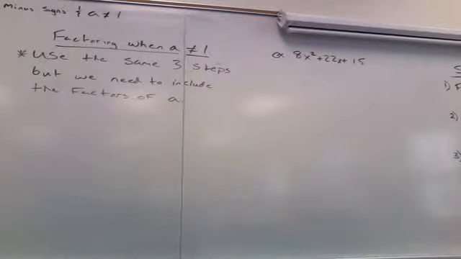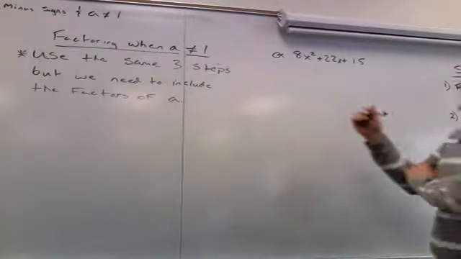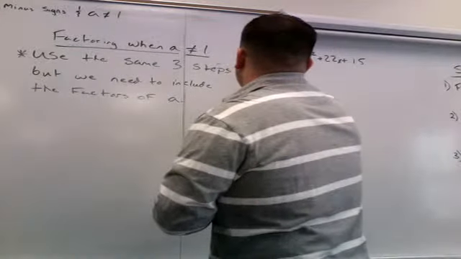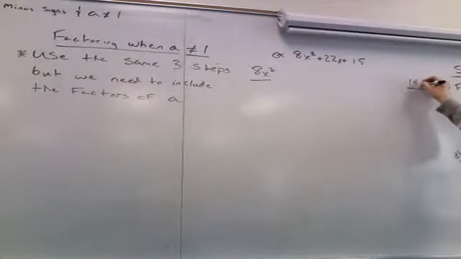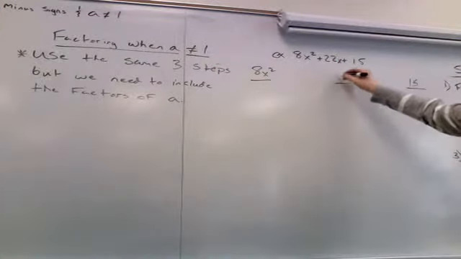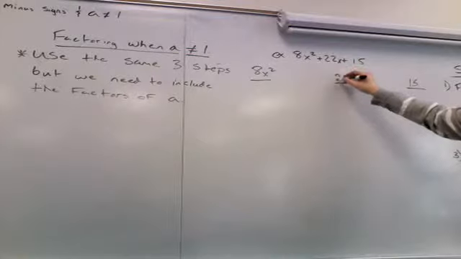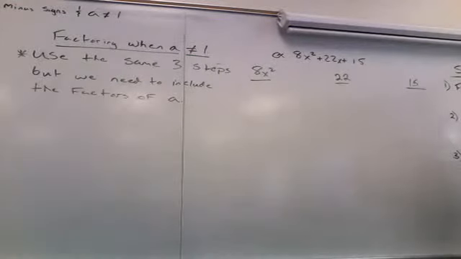So for this example, 8x squared plus 22x plus 15. What's my a term? 8, right? So my a's are going to be 8x squared. What's my c? 15. What's my b? 22. Okay.